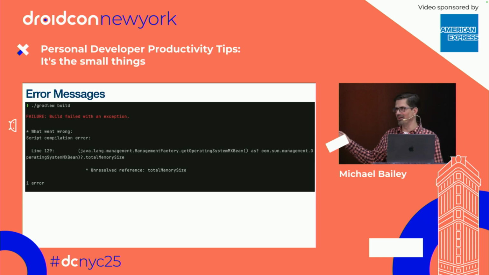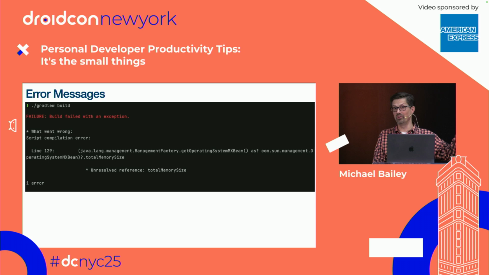Well, the problem here is that Gradle was expecting and built to run on a newer version of the JDK. It was running on an older version of the JDK, and this particular thing doesn't exist. This total memory size that it was using doesn't exist on an older version of the JDK. But that's not at all clear from what this is, right? So what could you do?